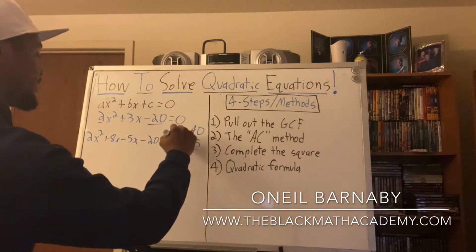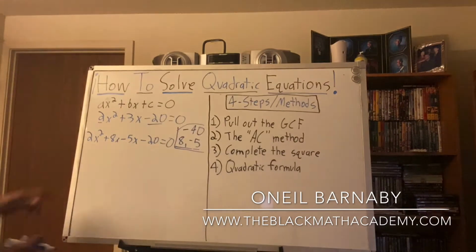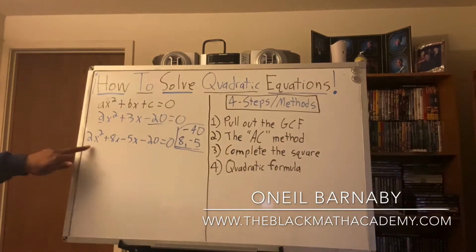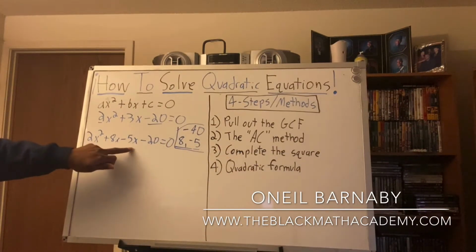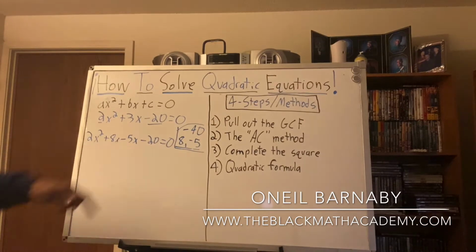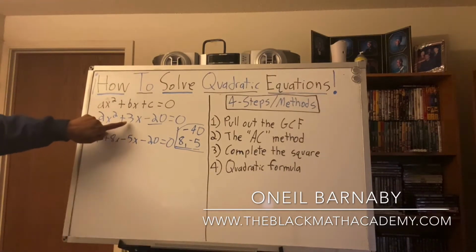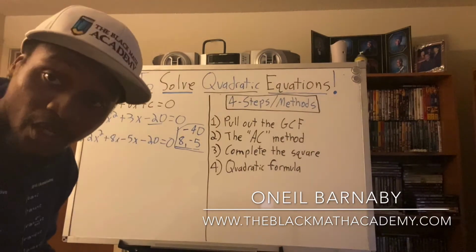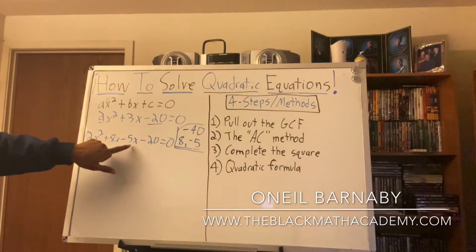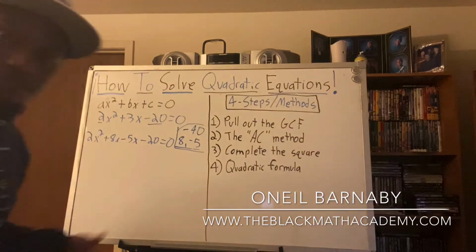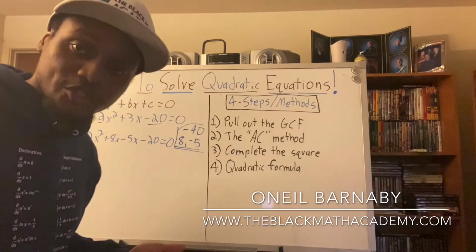Let me just kind of box this out. And here's your equation: 2x squared plus 8x minus 5x minus 20 equaling 0. And you see the 8 and the negative 5 are being replaced here for the 3x, because 8 minus 5 is 3. So all I did was just change the way it looks.